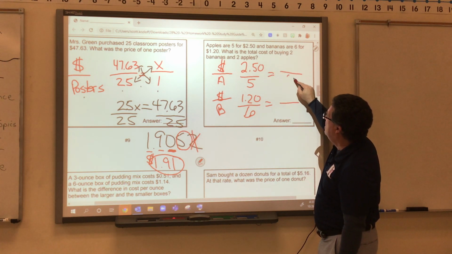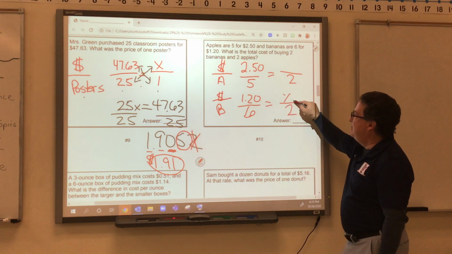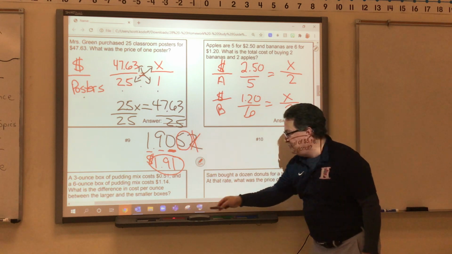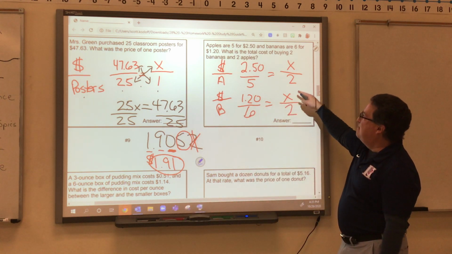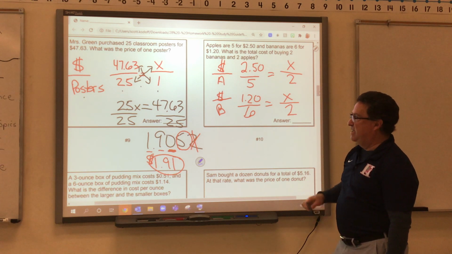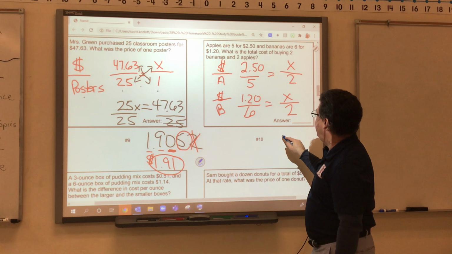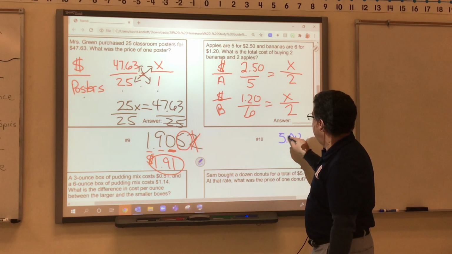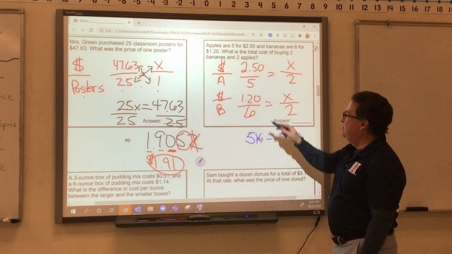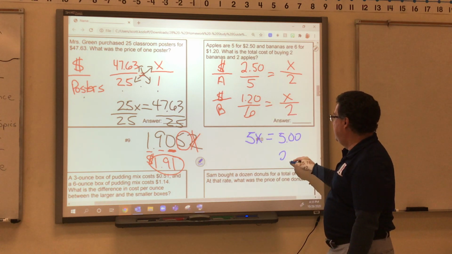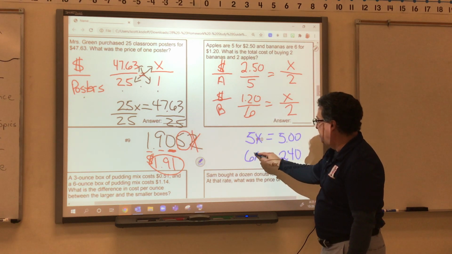I want to buy 2 apples, I want to buy 2 bananas. That means my x is going on top of both of those. So if I want to do both, I'm eventually going to add both of these. So 2 times 2.50 is $5, and that's going to be 5x. And 2 times $1.20 is $2.40, and that would be a 6x.